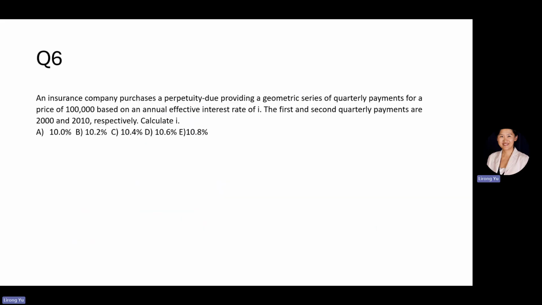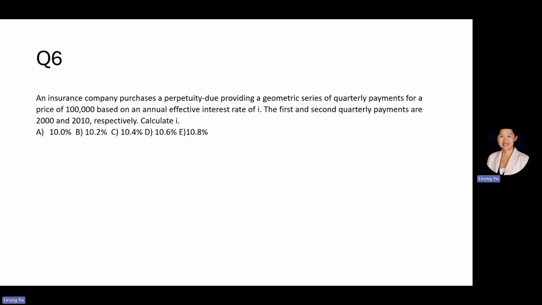Now, question 6. An insurance company purchases a perpetuity due, providing a geometric series of quarterly payments, for a price of 100,000 based on an annual effective interest rate of I. That's the purchase price, so it must be the present value. Besides, for a perpetuity, we can only calculate present value. You cannot calculate future value since there's no definite future. It's a perpetuity. The payment is forever, so there's no last payment.